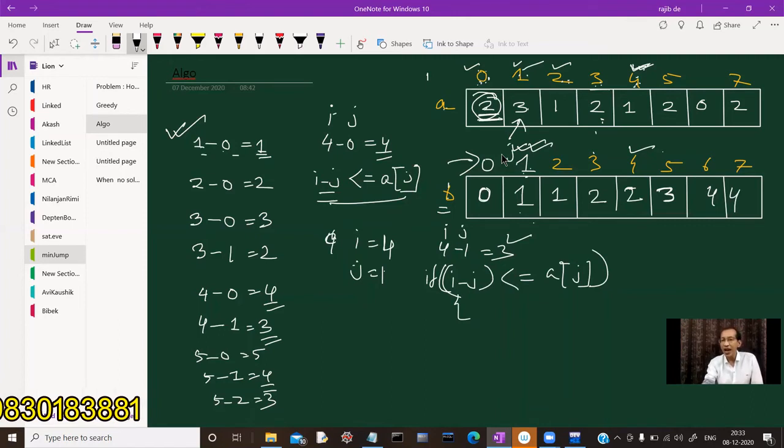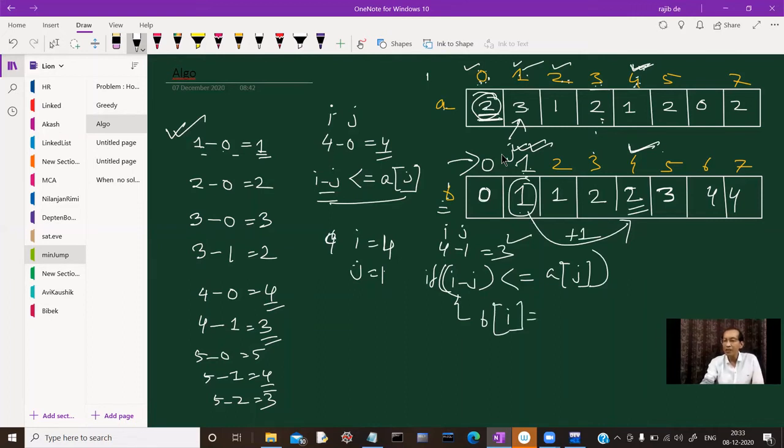j is here. At b[j], what is the value? You just add 1 to that to get the value at 4. So plus 1 gives you 2. So you enter and you populate the value of b[i] by adding 1 to the value at b[j]. That will give the value of b[i], which is the minimum possible jumps you require to reach 4 from j equal to 1.